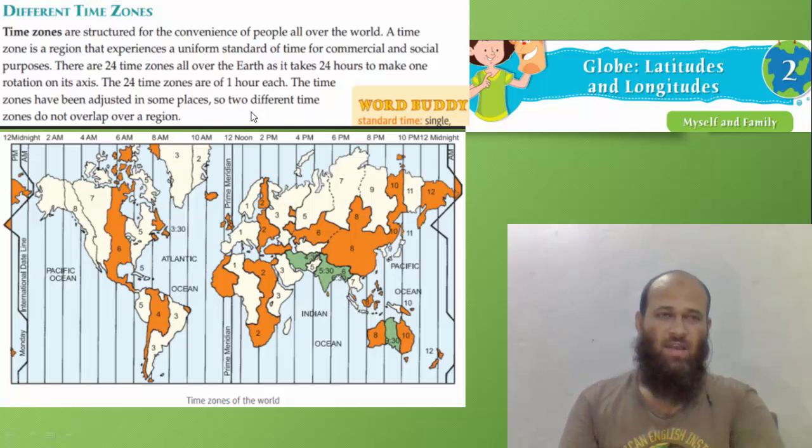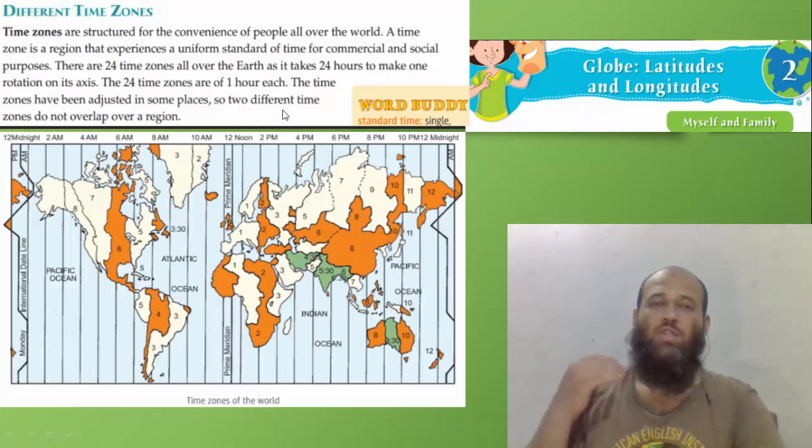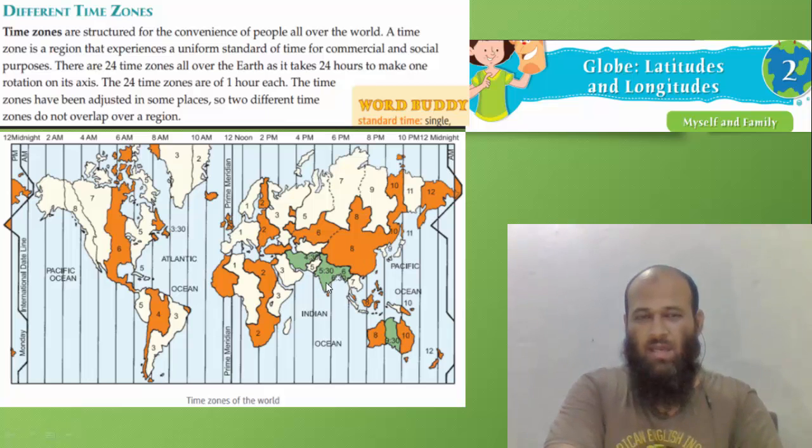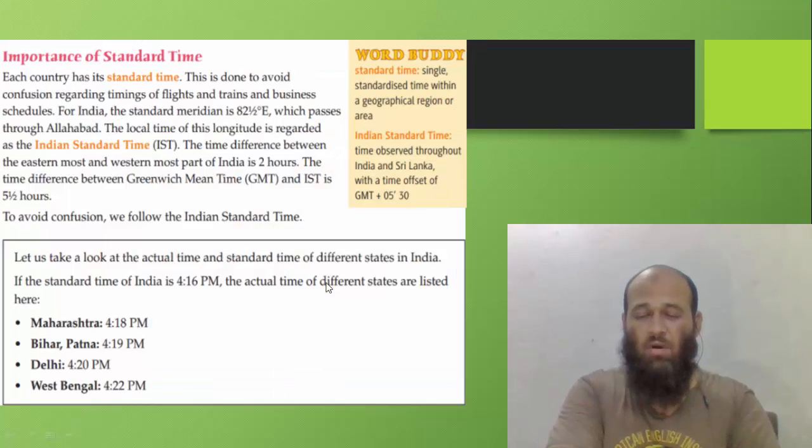The time zones have been adjusted in some places so two different time zones do not overlap. We have some adjustments. For example, here India. I'll talk to you about India in a moment.